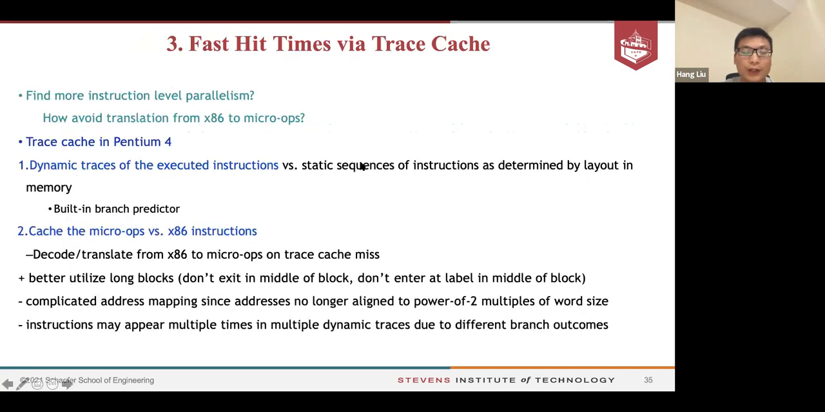The third way is about fast hit times via trace cache. This is more for instructions. The goal is to find more instruction level parallelism. Basically, how do we avoid translating from x86 instructions to micro-operations, right? The trace cache was used in the Pentium 4, and it was a very popular topic in the 1990s.